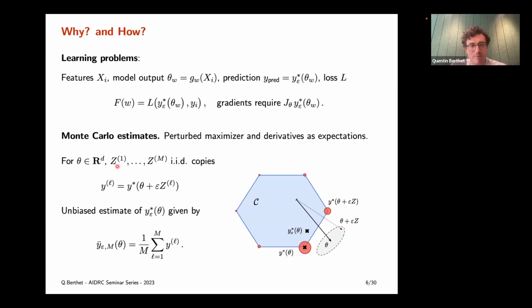You create m IID copies of the noise. You solve, and often you can do this in parallel, all of these instances of the problem, each with a slightly different perturbation. Now you have an unbiased estimate of y epsilon star given by the average. So it's a Monte Carlo estimate, the average of all of these y_l. Often, when you're trying to optimize these large-scale models, these neural networks, you're doing this with stochastic optimization. So the only thing that matters is to have unbiased estimates of these gradients and of these optimizers.